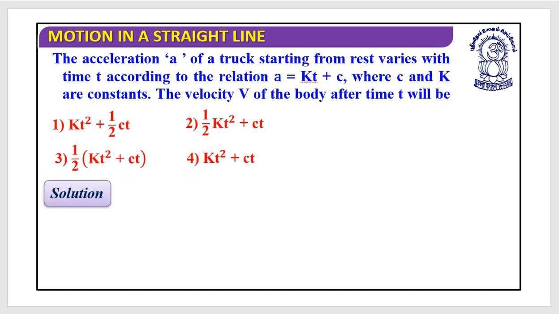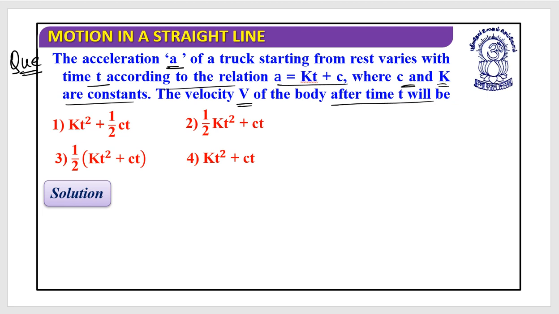Let's go. What the data is telling: the acceleration A of a truck starting from rest varies with time t according to the relation A equals kt plus c, where c and k are constants. The velocity v of the body after time t will be, you need to find out the velocity of the body after time t. How can you do it?